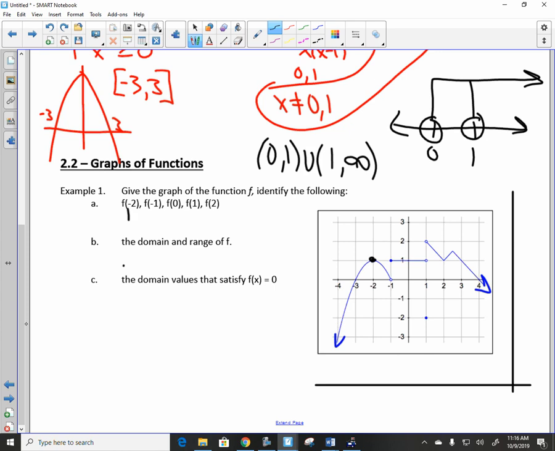What's f of -1? Is it 1 or 0? Is it both? It can't be both, because the definition of a function is every input has exactly one output. So is it 1 or is it 0? It's 1, because you have the closed circle. F of 0. What's the height of the function at 0? It's 1. What is f of 1? -2. And f of 2? 1.